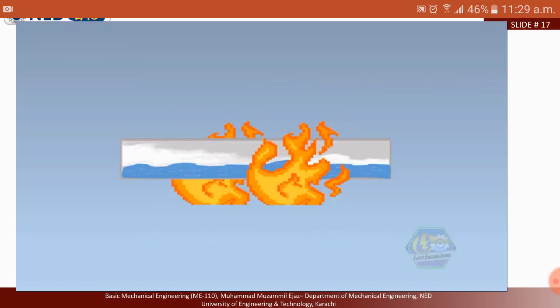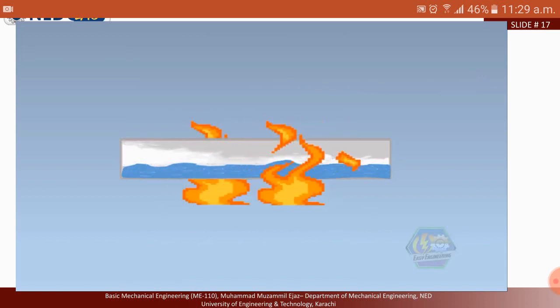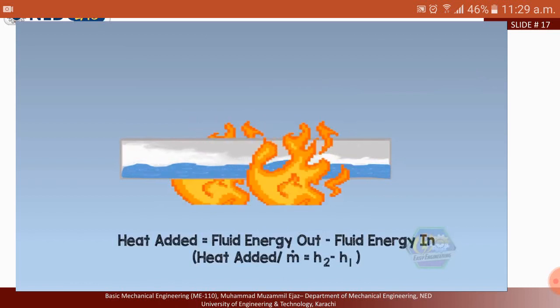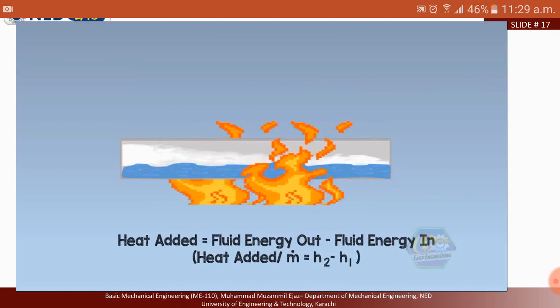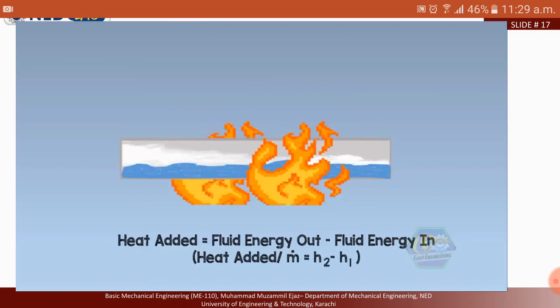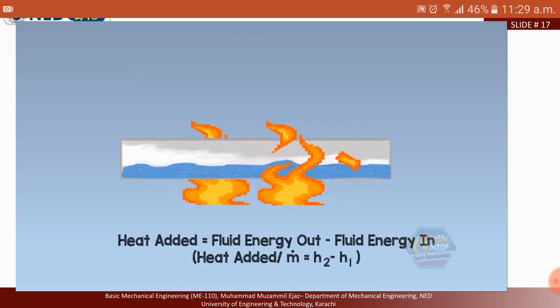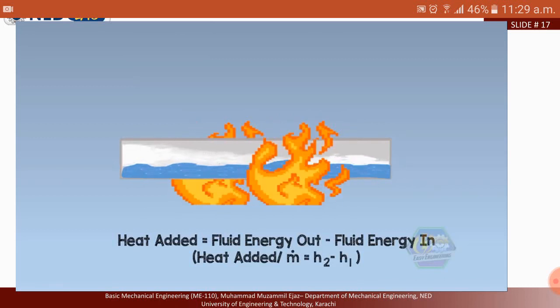And we can solve the heat addition by using the formula: heat added equals fluid energy out minus fluid energy in, or enthalpy out minus enthalpy in for the boiler. Note that this equation is formed by using a mass and energy rate balance for a control volume at steady state, neglecting pressure drop. So those are the important things that you should remember in understanding the boiler process.